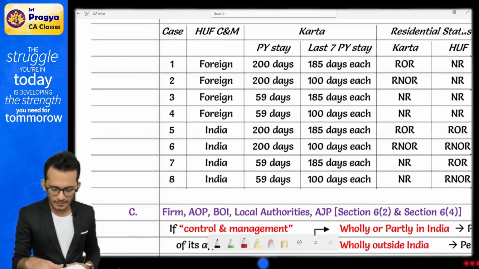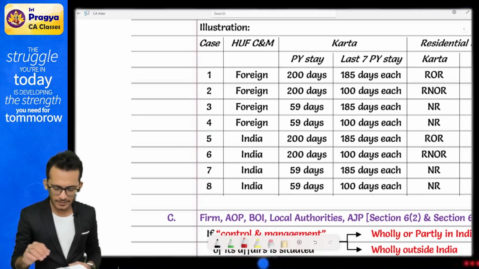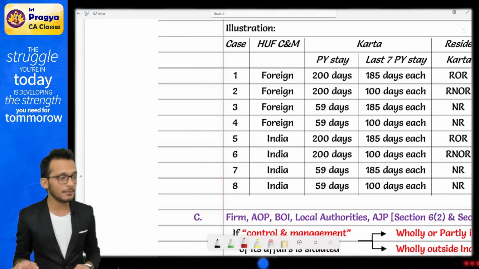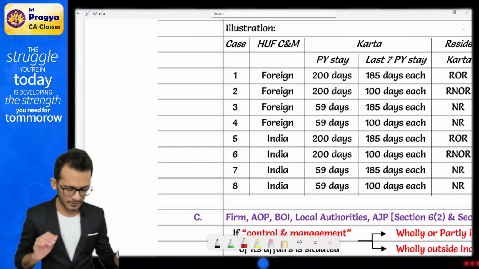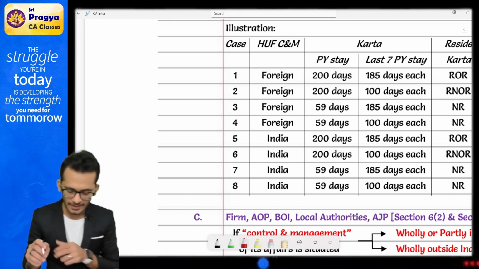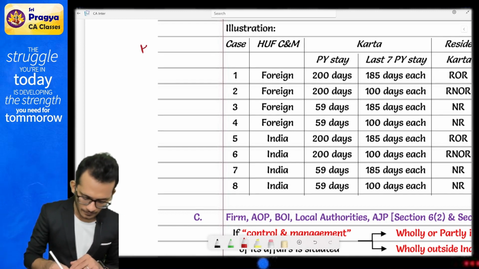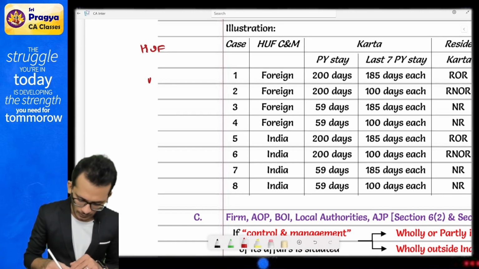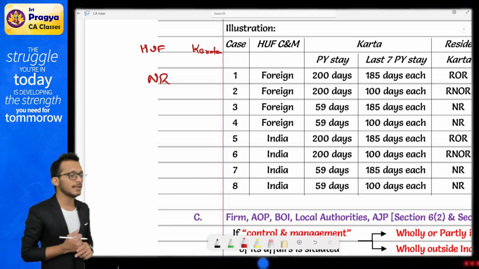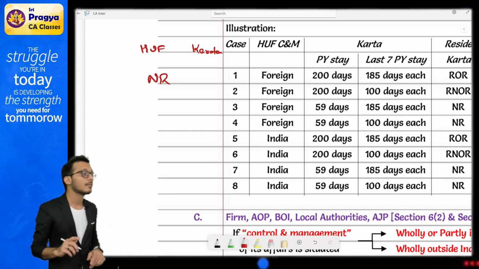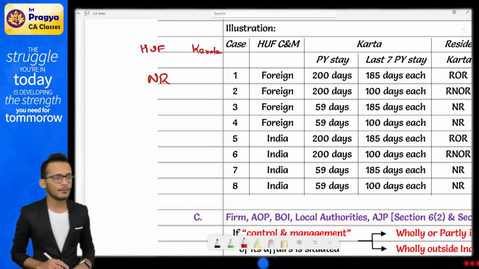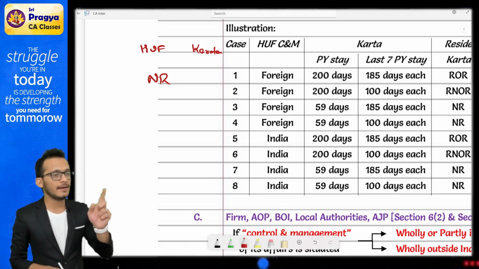The provisions are like this. The sums are like this. You will tell me what is happening for the Karta and what is happening for the HUF. I am saying that the HUF's control and management is foreign, which means the HUF is a non-resident. I am saying that the Karta is staying in the current year for 200 days. If the Karta in the current year is staying for 200 days, the Karta has now become a resident because he is satisfying more than 182 days. So the Karta in the current year has become a resident.